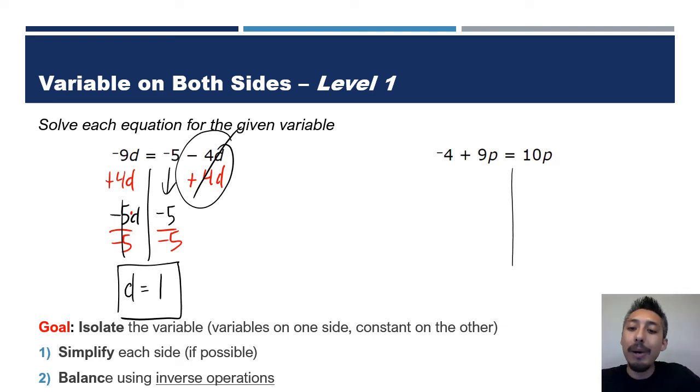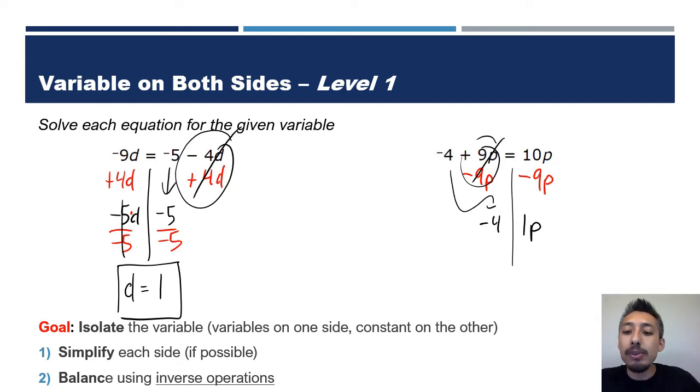So to get rid of a positive 9p, we are going to subtract 9p. Whatever we do to one side, we do to the other. Positive 9p and negative 9p, this cancels out. So let's go ahead and bring down a negative 4. On the right side, 10p minus 9p, this is equal to 1p.